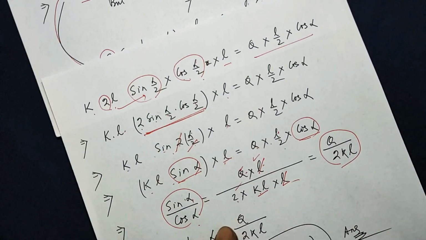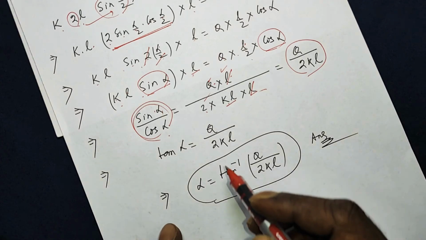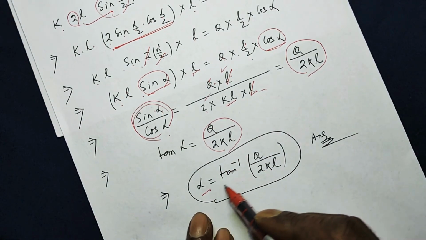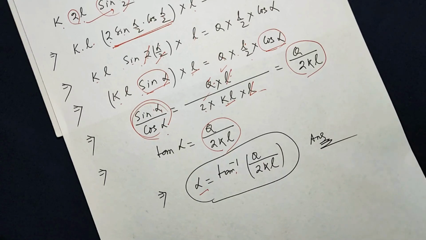Q over 2KL is your tangent of alpha. So tan alpha is Q over 2KL. So alpha is tan inverse Q over 2KL. It's an interesting one. It's not very difficult. I hope you liked it.